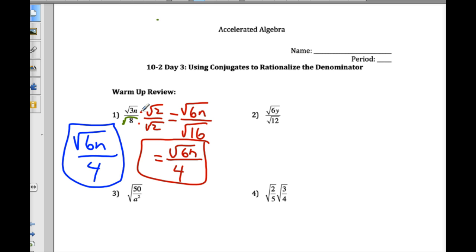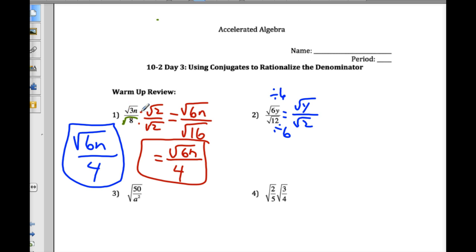All right, next one. Can you divide it by 6? You can divide them both by 6 right off the bat because they're both radicals. Okay, what does that produce? What does that make if you divide them both by 6? Radical y over radical 2. Nice. Believe it or not, guys, because they're both radicals, you can simplify them that way.